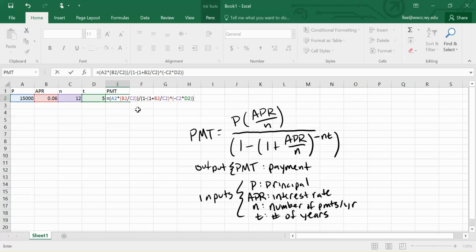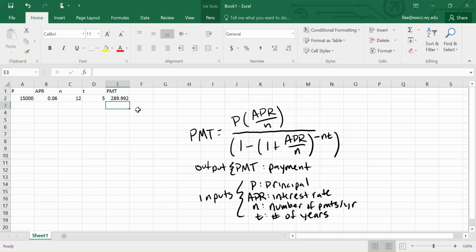Everything looks alright, I believe. It's a good idea to always count your sets of parentheses. Make sure however many open left sets you have, you have the matching number of right ones. I think it looks good. We hit enter.